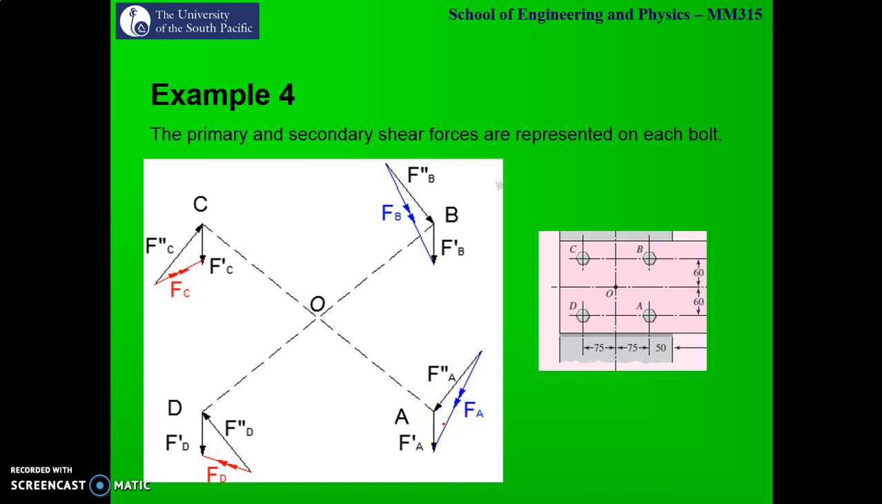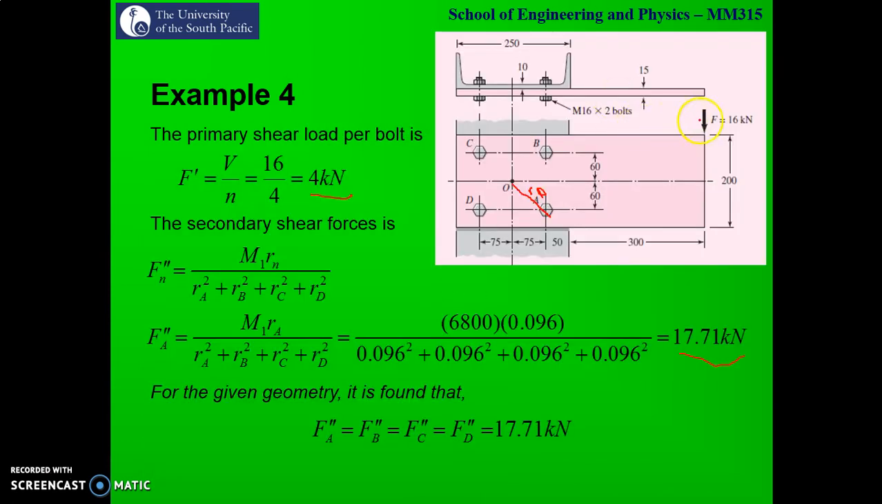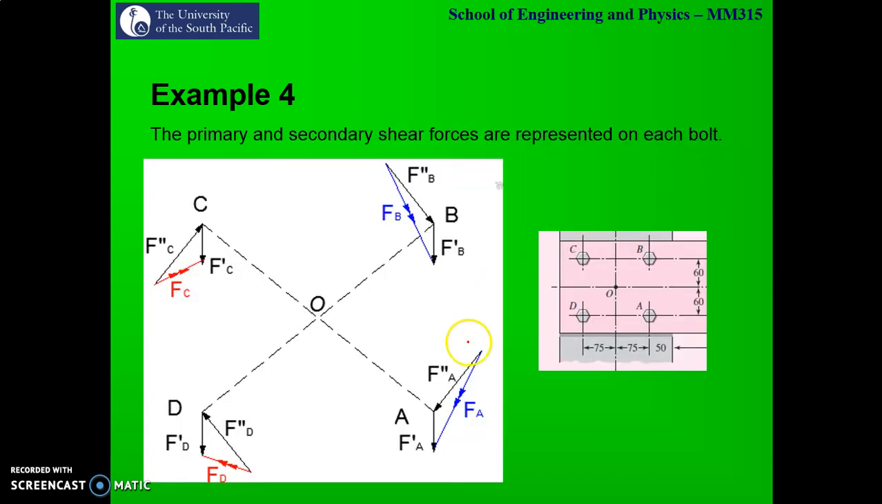So primary shear acts in the same direction as the applied load. Your applied load was acting downwards, so your primary shear will act in the same direction. On bolt A I have indicated my primary shear, which is F single prime A, acting downwards. At bolt B, your primary shear F single prime B acts downwards. Again F prime C acts downwards, that's your primary shear. At D, F prime D acts downwards, that's your primary shear.